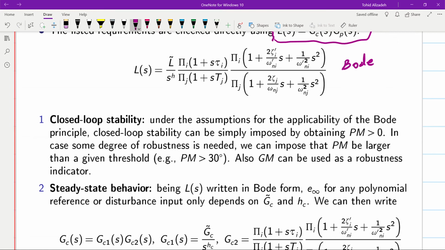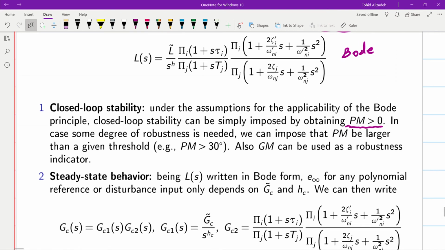Regarding the closed loop stability, under the assumptions that we had for applying the Bode principle, the closed loop system will be stable if the phase margin is bigger than 0. But we should keep in mind that we have made some assumptions to have this functional. If the phase margin becomes bigger than 0, our system will be stable. If it's smaller than 0, the system will become unstable.